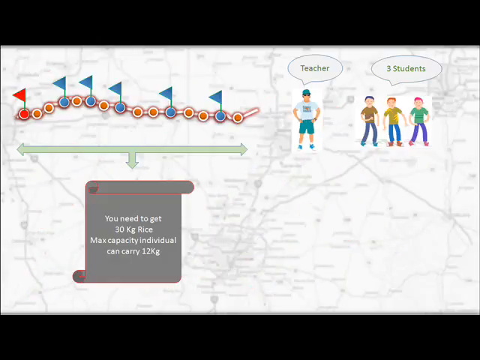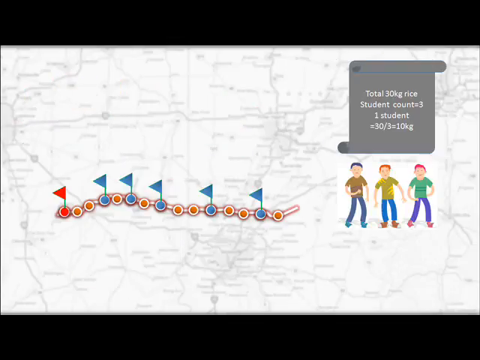So now let us deal with an example to explain optimum usage of resources. Here a teacher assigns a task to 3 students. The task is that they have to collect 30 kg of rice over a distance or a path, and the constraint here is each person can carry a maximum of 12 kg. Students start from the red flag point and collect rice at every blue flagged point. Here students are deciding to take 10 kg each.